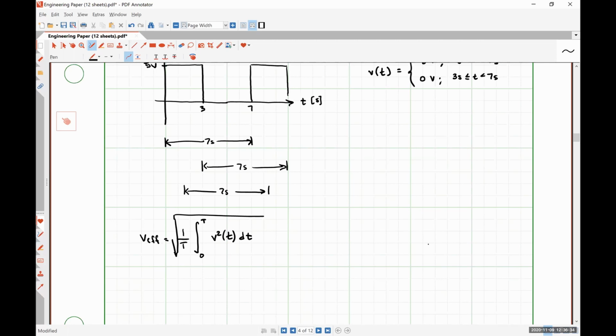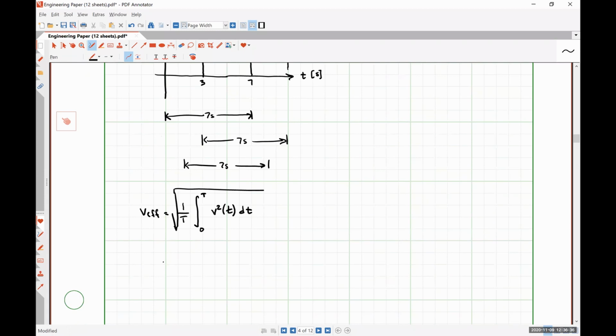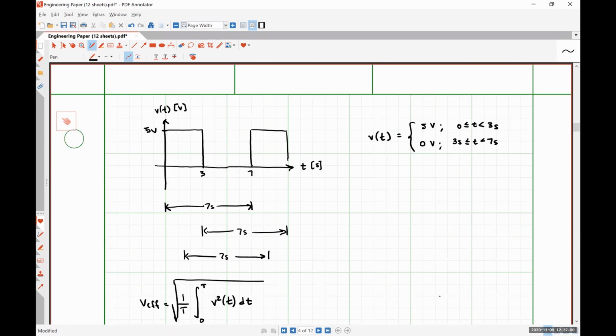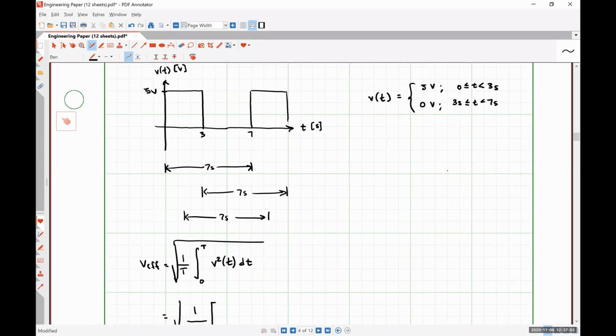So in this case, I think we've already decided that our period T is 7 seconds. We've looked at it in a number of different ways and found that. So we're going to have 1 over 7 seconds. And what I'm going to do is break this integral up into 2 integrals. The reason I'm doing that is because we have a piecewise function, right? So this is defined over one period as 2 different parts, one having a value of 5 volts and the other one having a value of 0 volts.